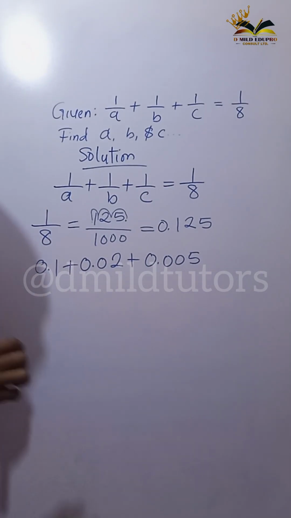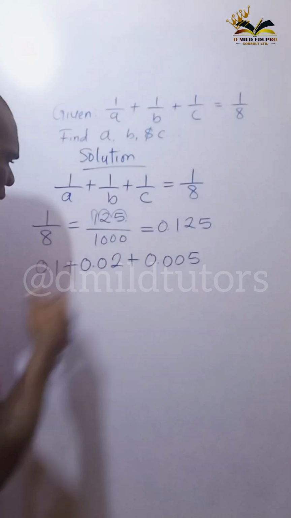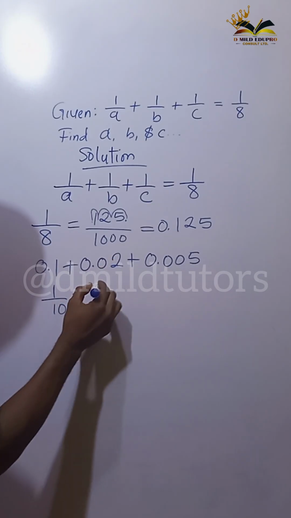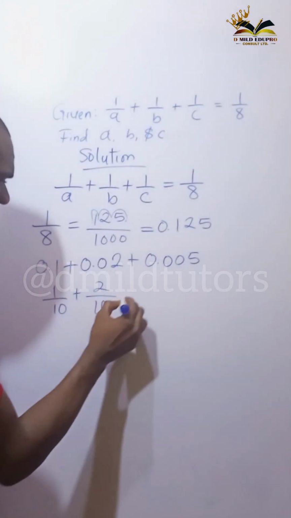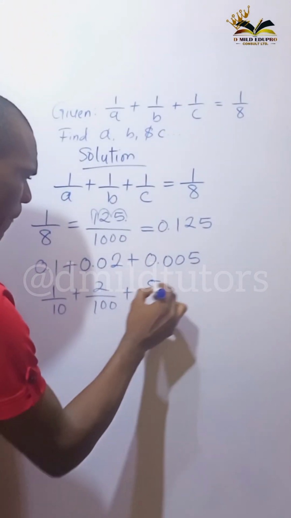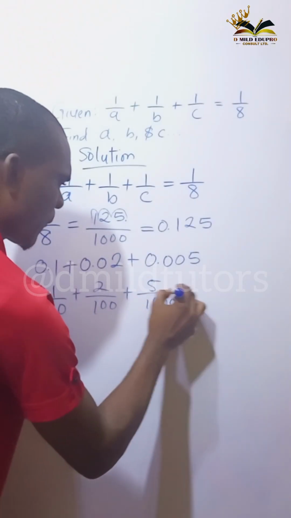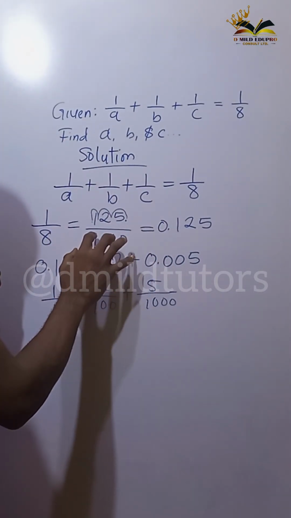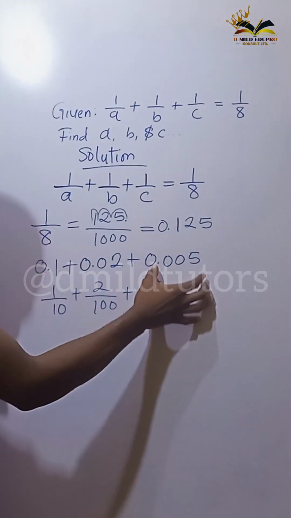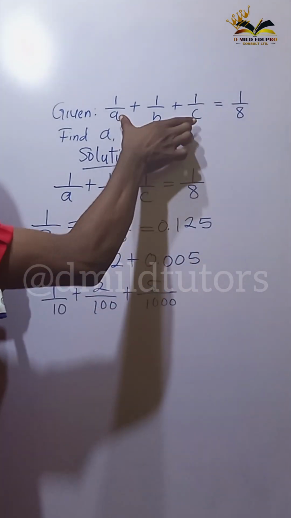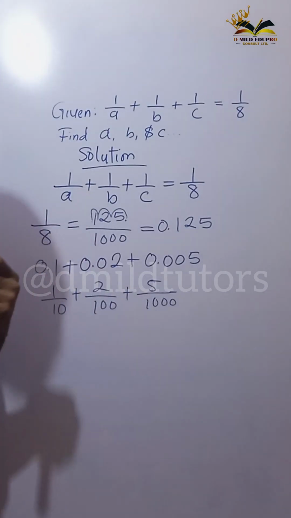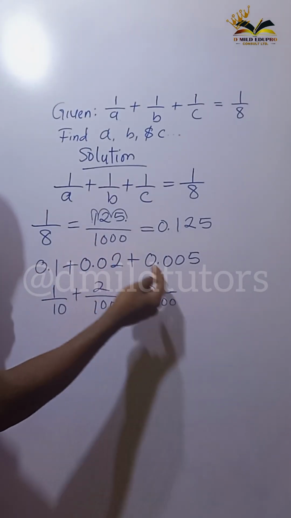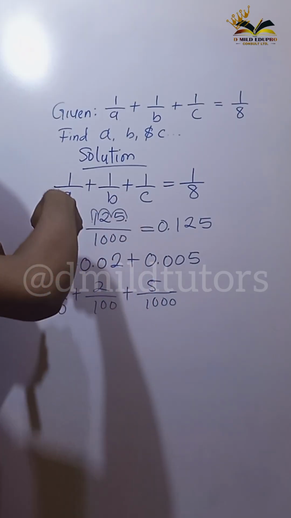Now, what are you going to do here? There's something that is common here. So this is the same as 1 over 10, plus this is the same as 2 over 100, plus this is the same as 5 over 1,000. Yeah, we are returning it back. Here we took it to decimal, so now we are returning all this back to fraction, because our question is in fraction and we need to get the denominator values. And how do we do that? If you remember, when we were converting to decimal, we moved to the left, right?